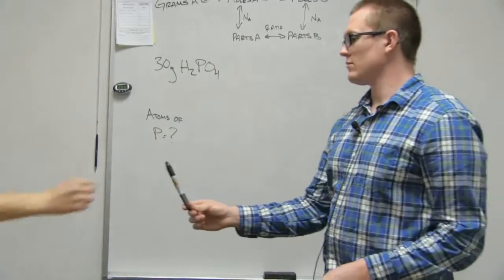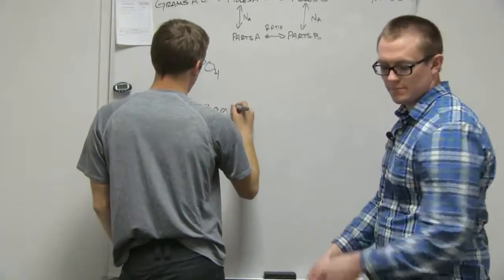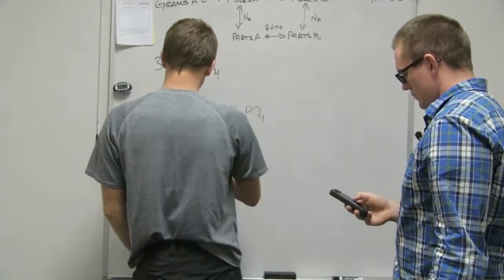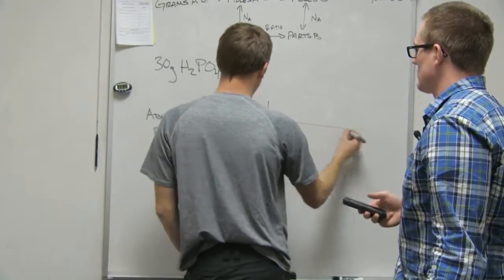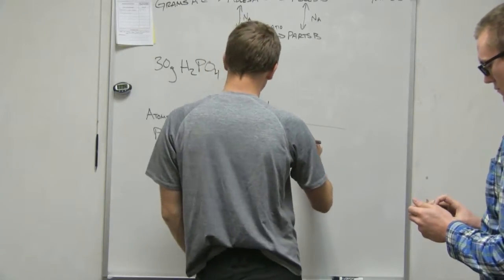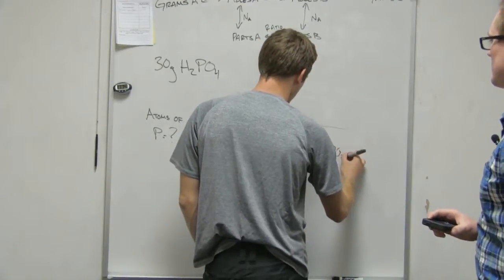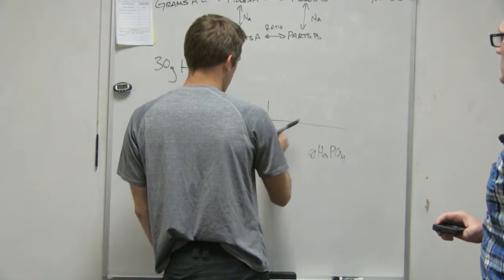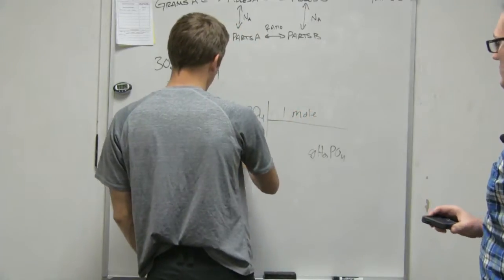That's fine. So if I have 30 grams of H2PO4 and I want phosphorus, then I'm going to get rid of my grams. I could take the molecular mass of this and turn that into, I could say 1 mole will give me whatever the molecular mass of that is, right?